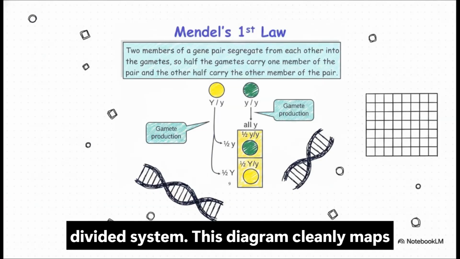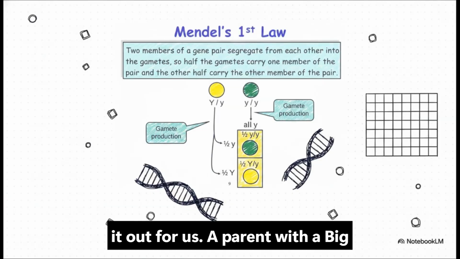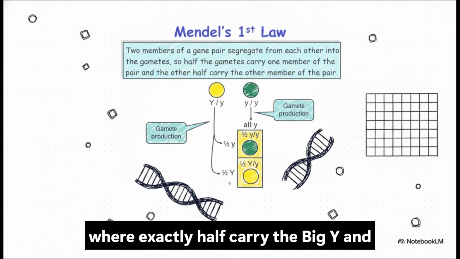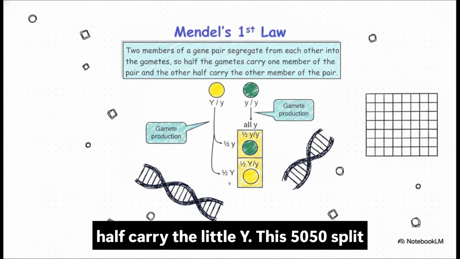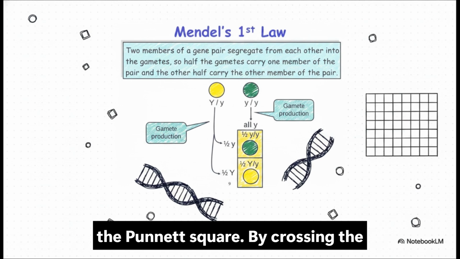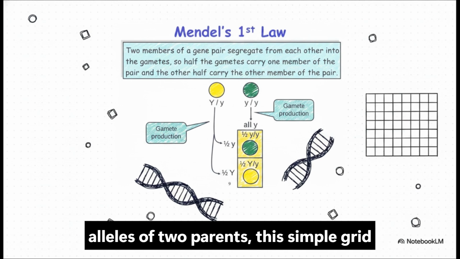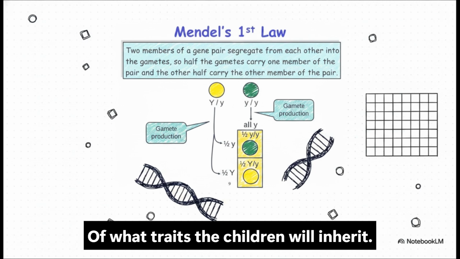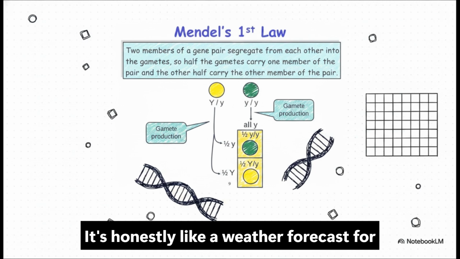This diagram cleanly maps it out for us. A parent with a big Y and a little y allele produces gametes where exactly half carry the big Y and half carry the little y. This 50-50 split forms the basis for prediction tools like the Punnett square. By crossing the alleles of two parents, this simple grid calculates the mathematical probability of what traits the children will inherit. It's honestly like a weather forecast for biology.